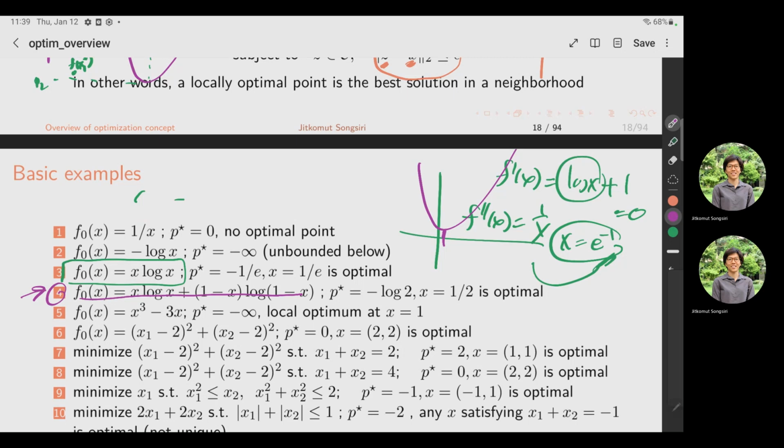Oh, x, x log x, 1 minus x. Or think about Bernoulli distribution, right? Bernoulli distribution with the probability of success as x. So the complement is going to be 1 minus x. And for those who do binary classification, that is the cross entropy function, with the negative sign.